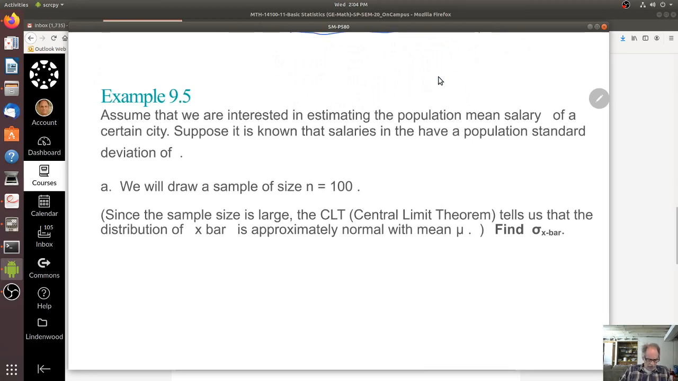So let's do this example. Assume we are interested in estimating the population mean salary, we'll call that mu, of a certain city. Suppose it is known that the salaries have a population standard deviation of... This problem is missing something very important. You're being given the standard deviation of the population, which is sigma. We're learning all these new Greek letters this semester. Oh, it's fun. It's going to be given in the problem, as I looked up in the notes, and this is supposed to say sigma equals $2,500.